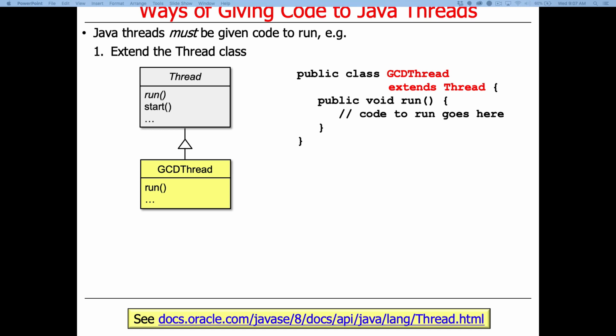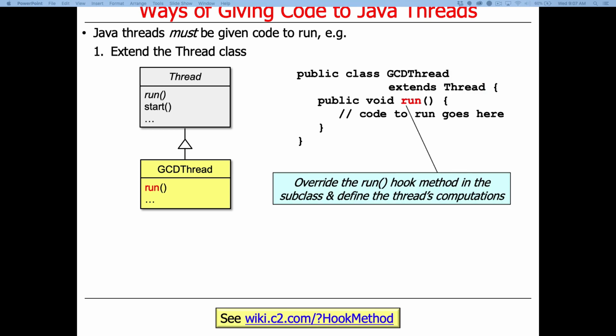The first way, which is arguably the simplest way to do things, and sometimes it's good, sometimes it's bad, is to simply extend the thread class itself. So if you take a look at this code here, you can see that we have a class called GCDThread, which is the implementation we're working on here. And that extends Thread, and then it fills in the run hook method with the code you want to have executed in a separate thread of control. Very straightforward way to do things.